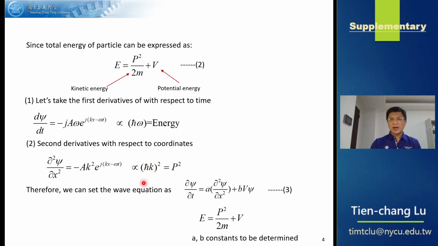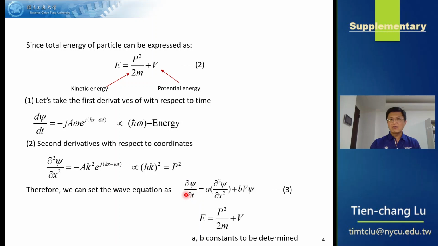If we multiply h bar in front of it, that is h bar k squared. Based on the de Broglie matter wave concept, h bar k is the momentum of the particle. So the second derivative with respect to the coordinates actually implies the square of the momentum. Therefore, we can set the wave equation as this one.